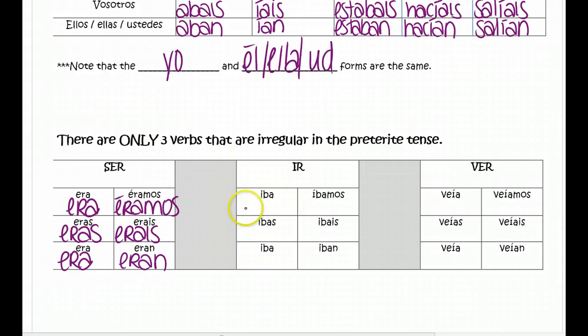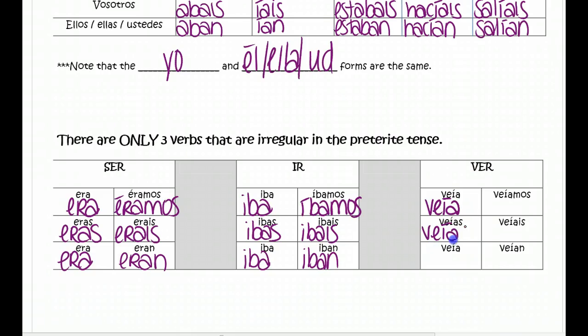Then we have the verb ir, to go. Yo iba, tú ibas, él, ella, usted iba, nosotros íbamos, with an accent, vosotros ibais, y ellos, ellas, ustedes iban. And then finally the verb ver, to see. Yo veía, tú veías, él, ella, usted veía, nosotros veíamos, vosotros veíais, y ellos, ellas, ustedes veían. And notice that all of the forms of the verb ver in the imperfect tense have an accent, so make sure that you do include that.